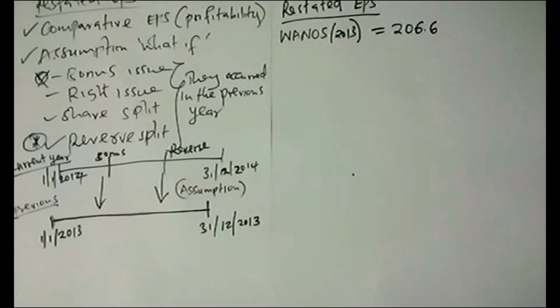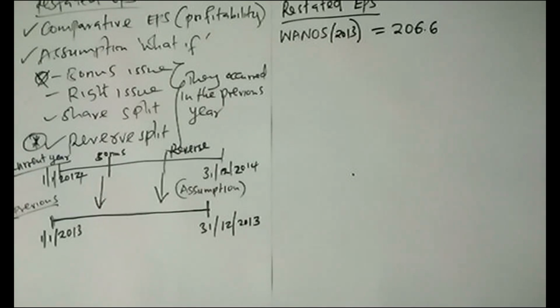So now what I've said is that we are computing the new EPS for 2013, assuming that the bonus and the reverse split, which occurred in 2014, occurred in 2013. And remember that the bonus was the first one. So I have to start with the bonus because the bonus was the first one, which occurred in March in the year 2014. Then a reverse split came in August.